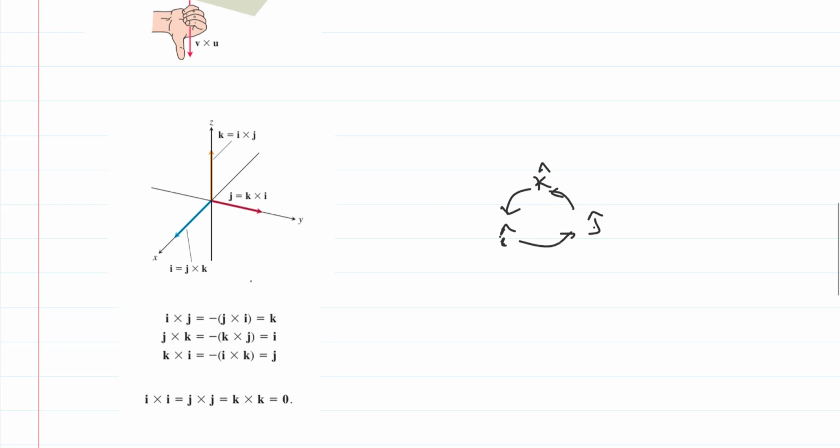And then by virtue of being parallel, i cross i, j cross j, k cross k, you get 0. Okay, I think we are done for this section. See you in the next section.